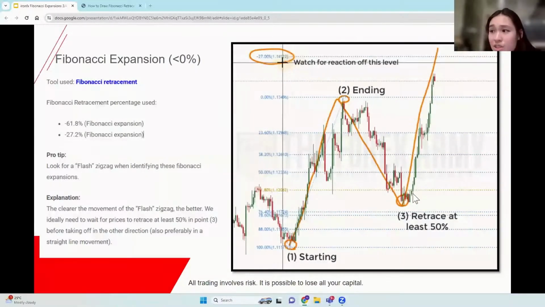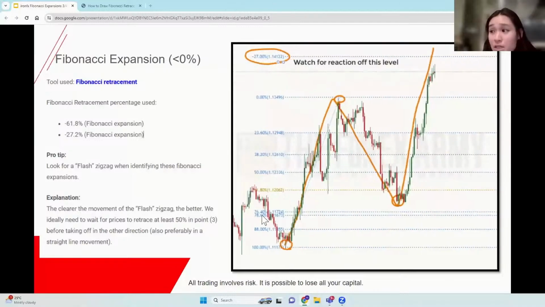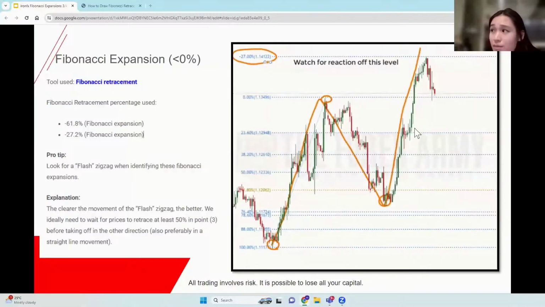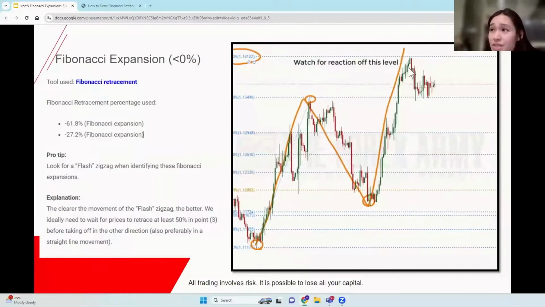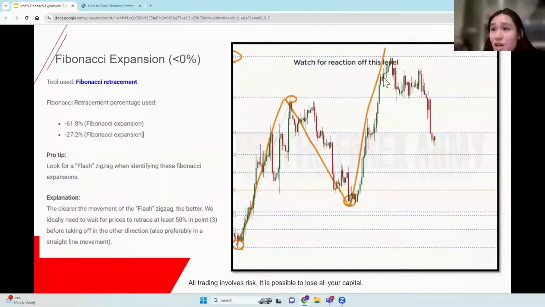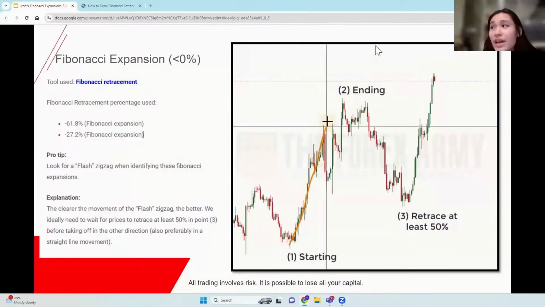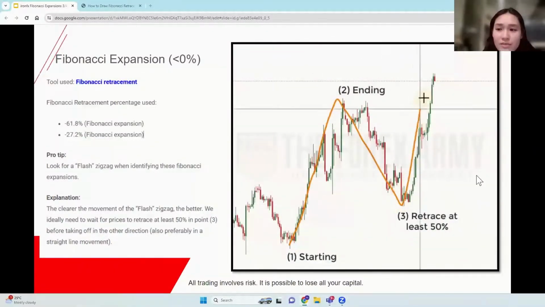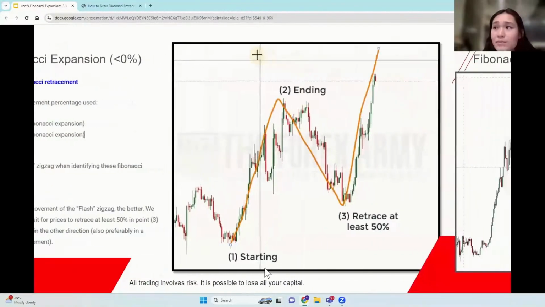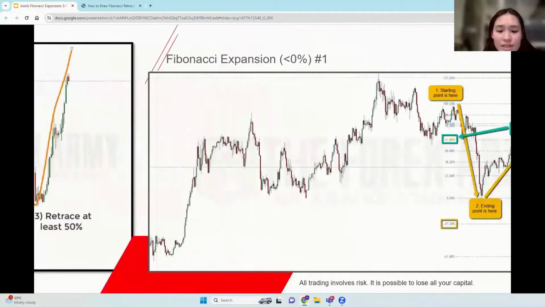Okay, so here you can see it's retraced even more, almost 76%, before bouncing off and heading towards our minus 27%, and retracing off of that level. Okay, so here's our first example.